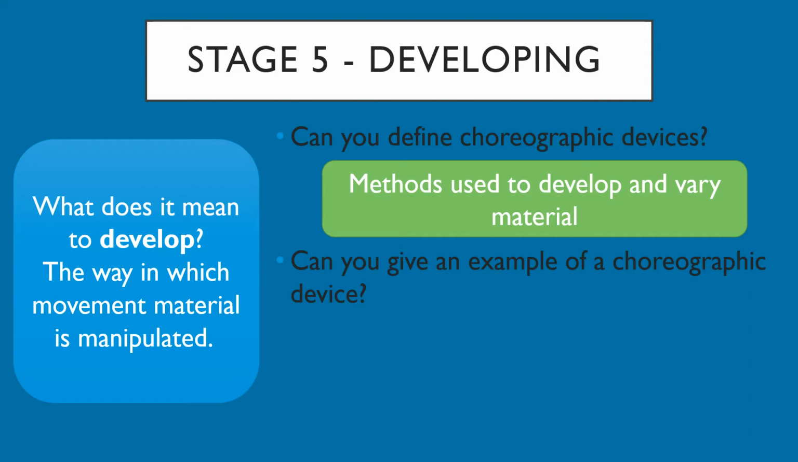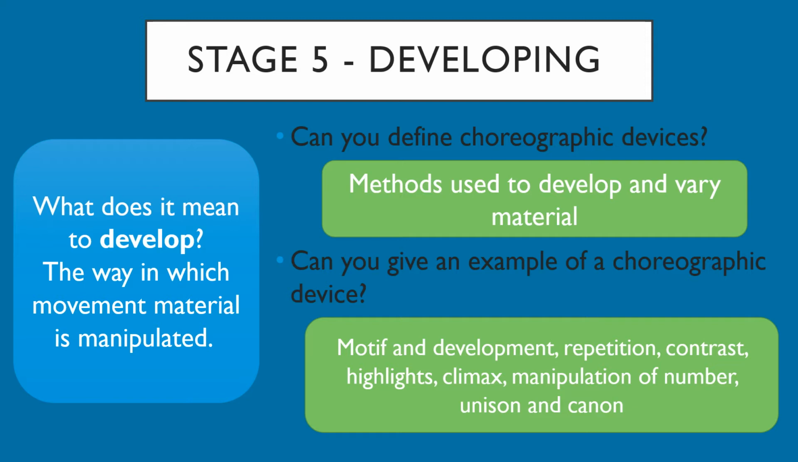Now, here are the examples of the choreographic devices you need to know. You need to know about motif and development, repetition, contrast, highlights, climax, manipulation of number, unison, and canon. Just have a look at that list of choreographic devices, figure out which ones you know and if you could define any of them. Go.